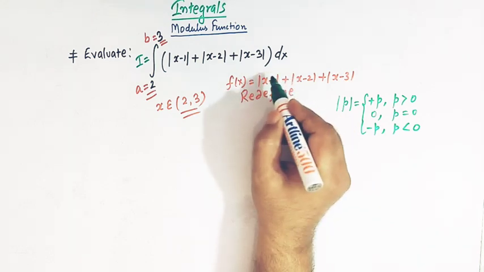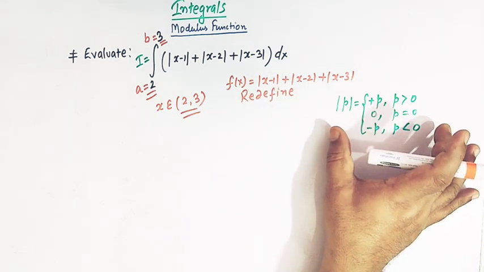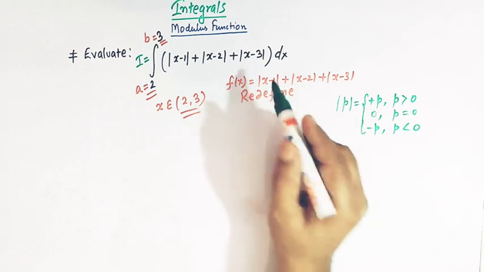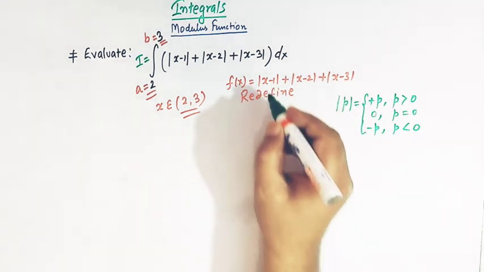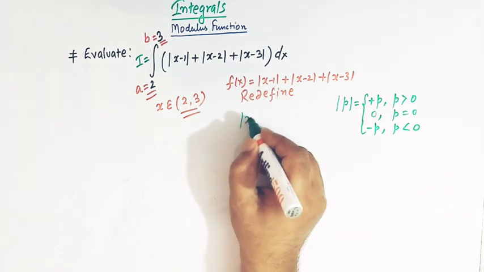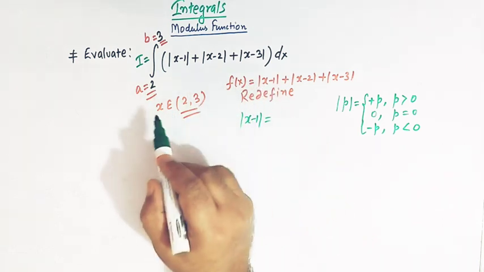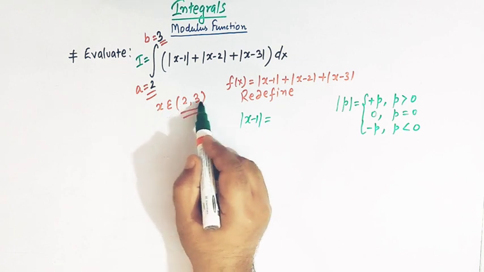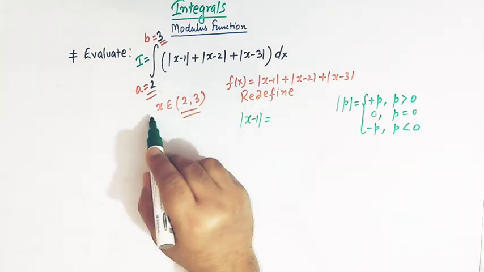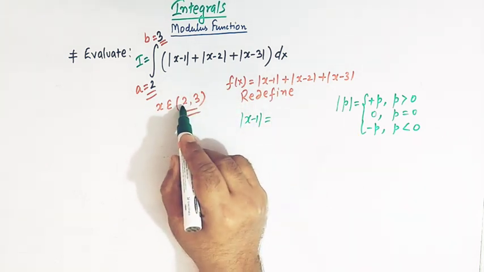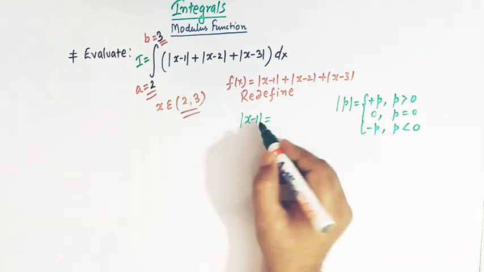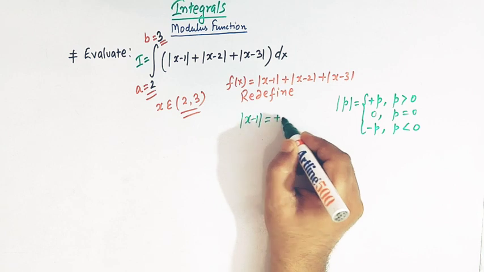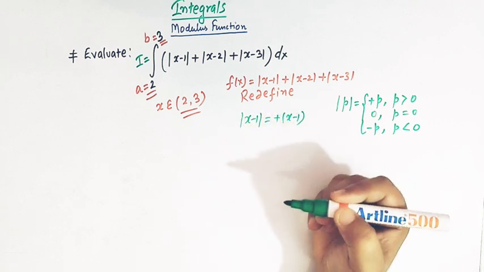Now see, what we will do is apply this definition to each of these three mod functions, right? So let us first see mod of x minus 1, right? Now see, when x belongs to this interval, that is 2 to 3, right? So obviously every value of x must be greater than 2, because x belongs to 2 comma 3, right? So mod of x minus 1 must be positive x minus 1, right?